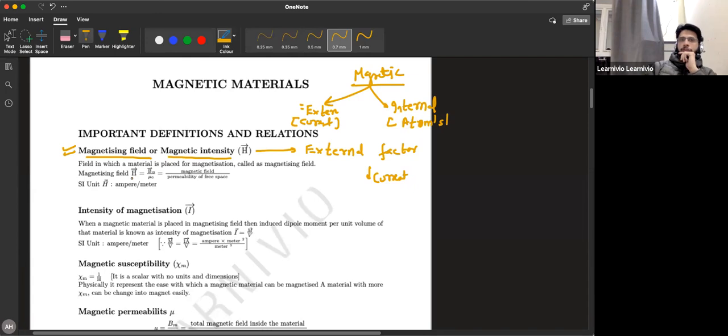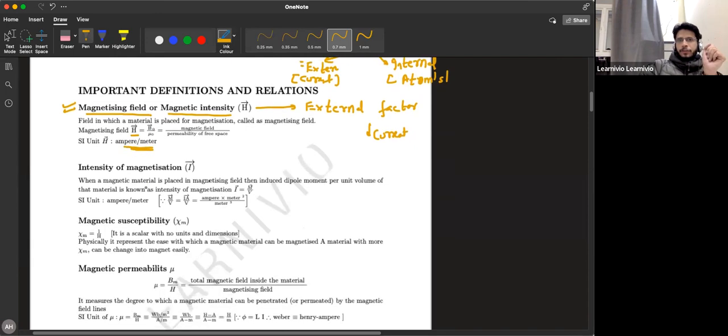So the magnetizing field is represented by H, which is B, the magnetic field, divided by mu naught. Its SI unit is ampere per meter. Simply, this is an external factor. Intensity of magnetization: when we talk about intensity of magnetization, that means we are talking about the internal factors which can contribute to magnetism. Internal factors are like atoms, individual atoms.